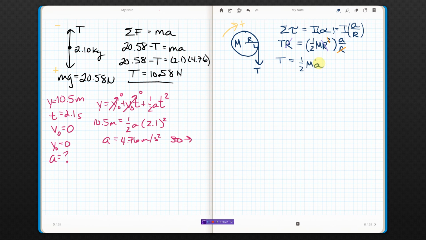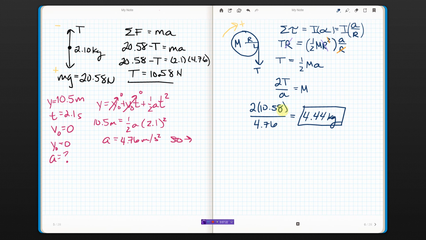I want M, so I'm going to solve for M: multiply both sides by 2, divide by a, which should get me M. So that's going to be 2 times 10.58 over a, and I stored that, so here's where you pull it back out again. If I do this with the stored value in the calculator, the mass ends up being 4.44 kilograms. Okay, so that gets us an answer.